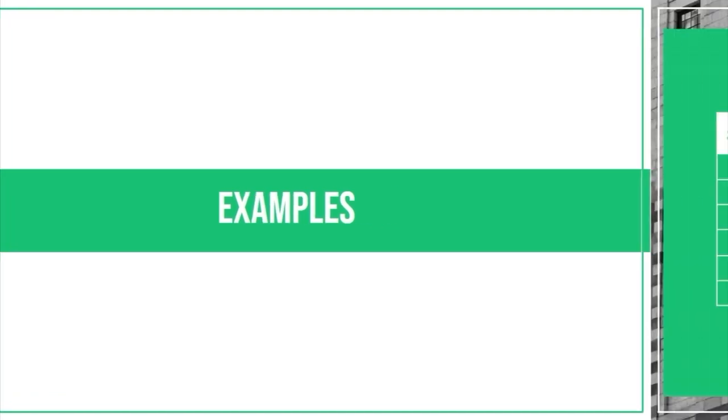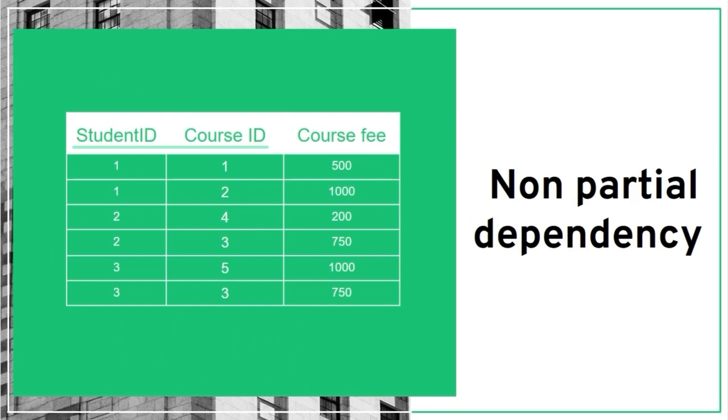We have got a list here of students. So the student ID, the course ID that student is doing, and how much that course costs. So here, these students, they are doing a course. So student 1 is doing course ID number 1, and that course costs 500. And student ID 2 here, he's doing course 3, and it is 750. Student 3 is also doing course 3 and it is costing 750.